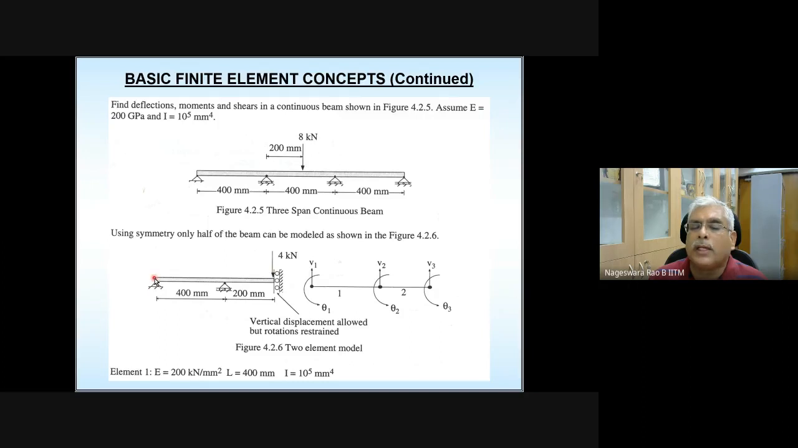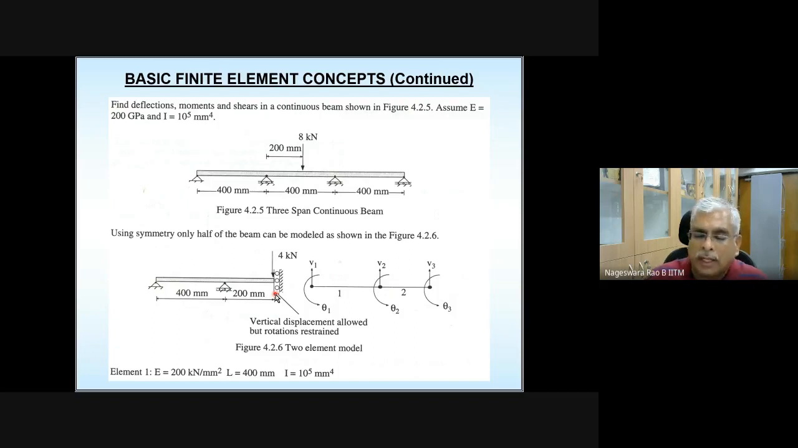The reduced problem has only 3 nodes, 1, 2, 3. The nodes are numbered here, and element 1 is connecting node 1 to 2. Element 2 is connecting 2 to 3. Element 1 length is 400 mm. Element 2 length is 200 mm. There are no loads except one load here, which is a concentrated force acting in the downward direction, which is the negative direction.